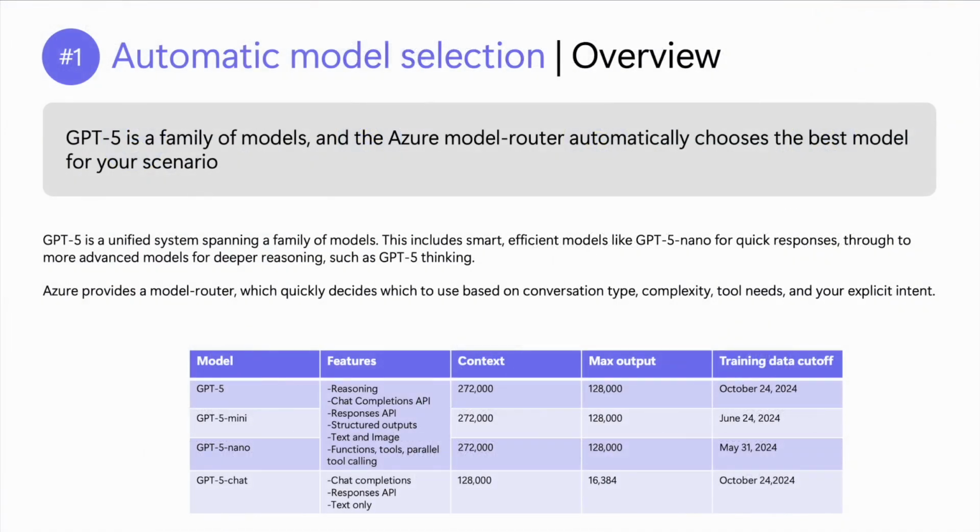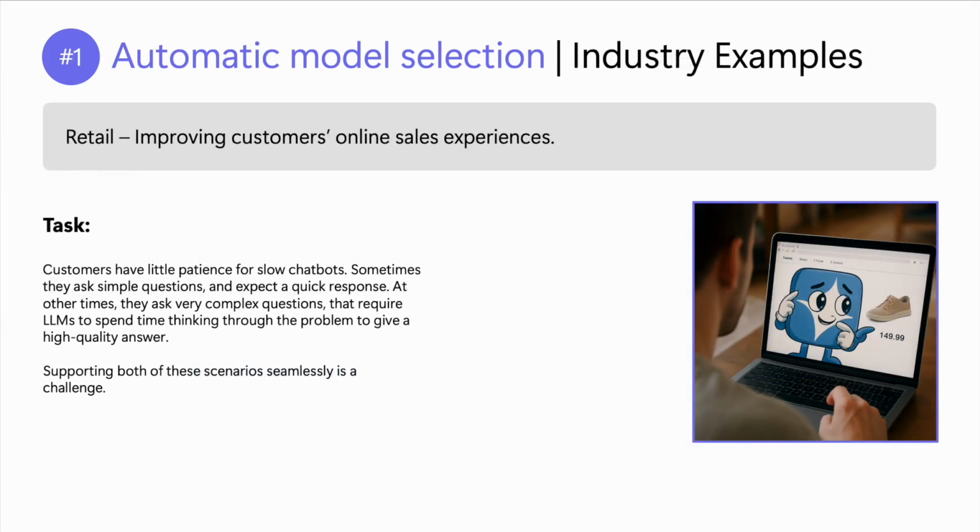The first is automatic model selection. As I mentioned, GPT-5 is a family of different models. And you can see those here with Mini, Nano, Chat, and GPT-5 with different levels of reasoning from minimal, low, medium, and high. So it can be difficult to know which of these to choose. Luckily, Azure provides a model router which can look at the user's request and automatically route it to the right model. This also means that the response is very fast.